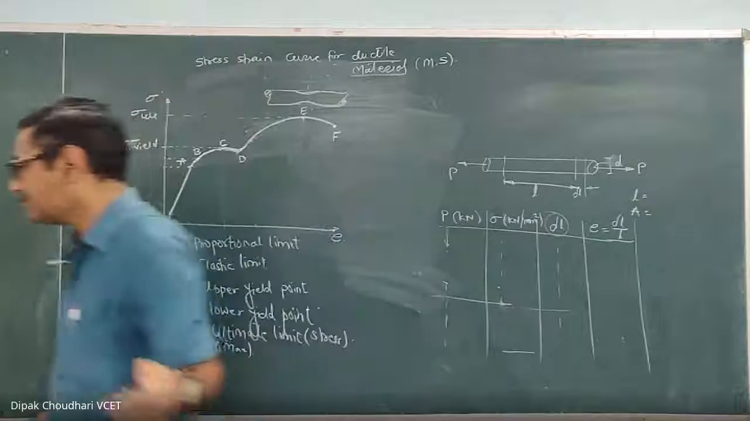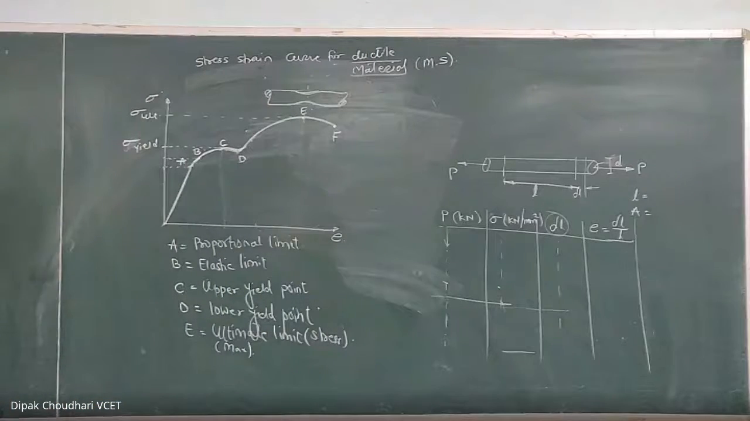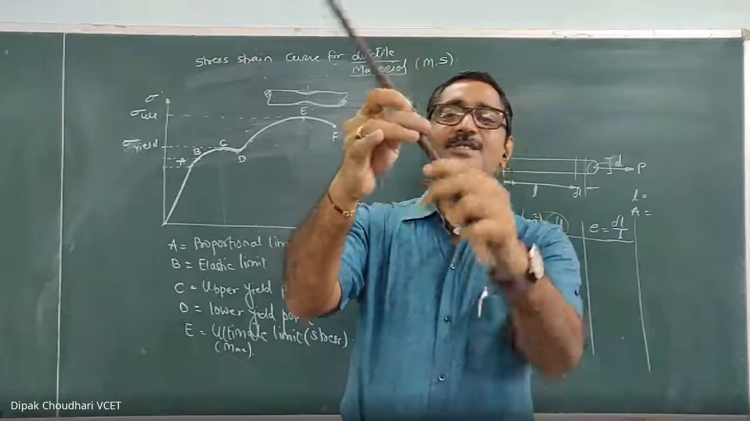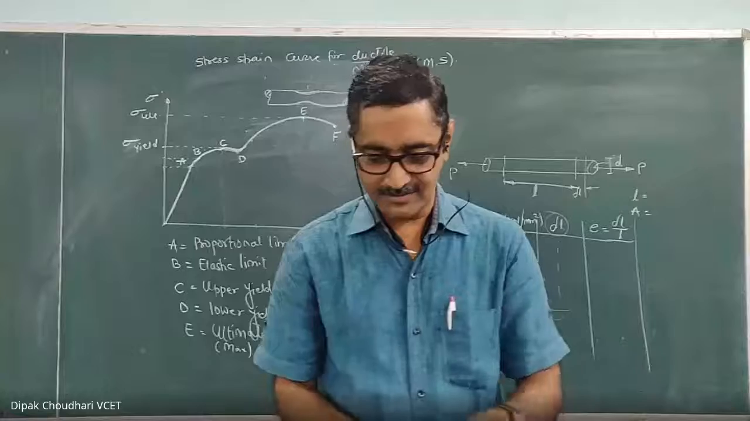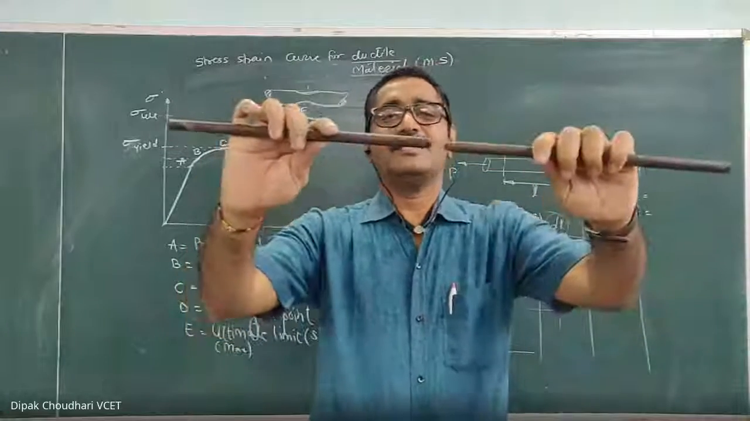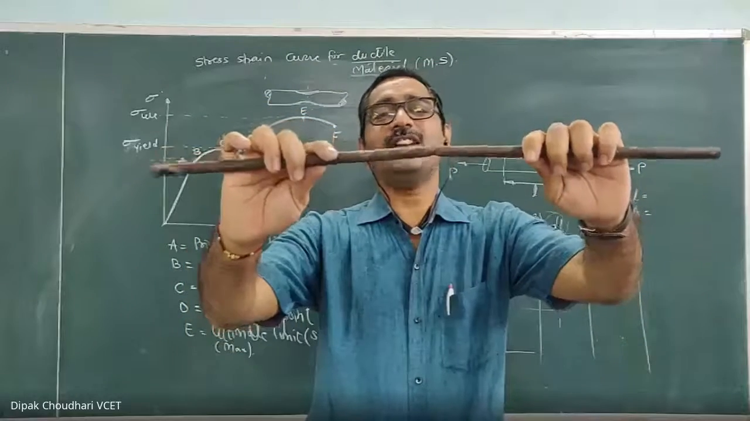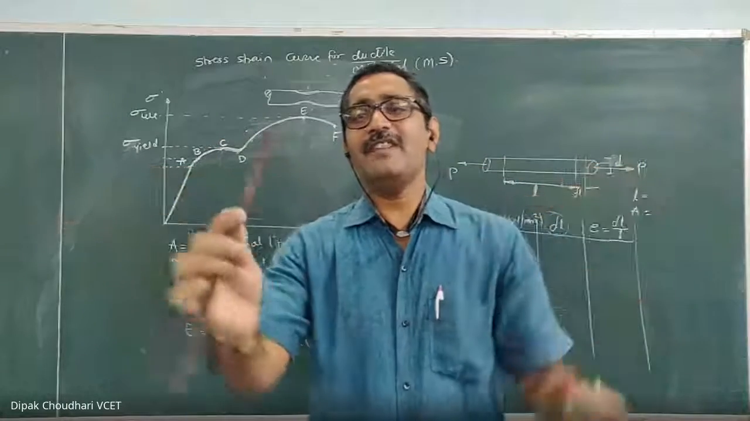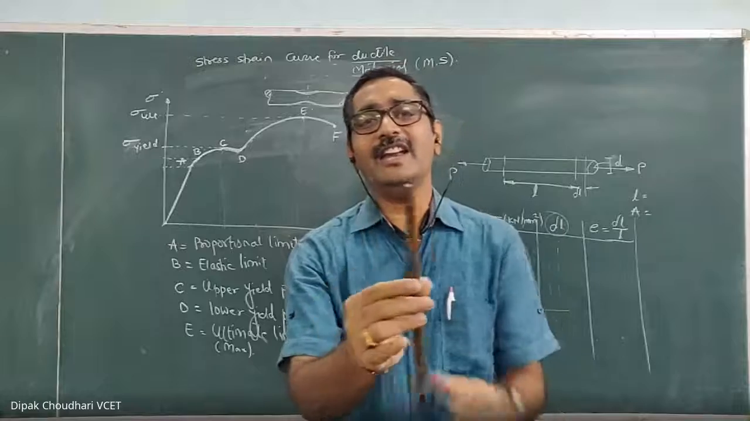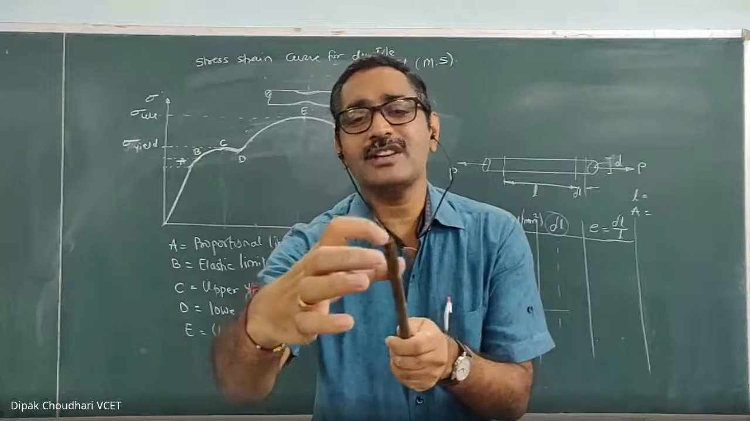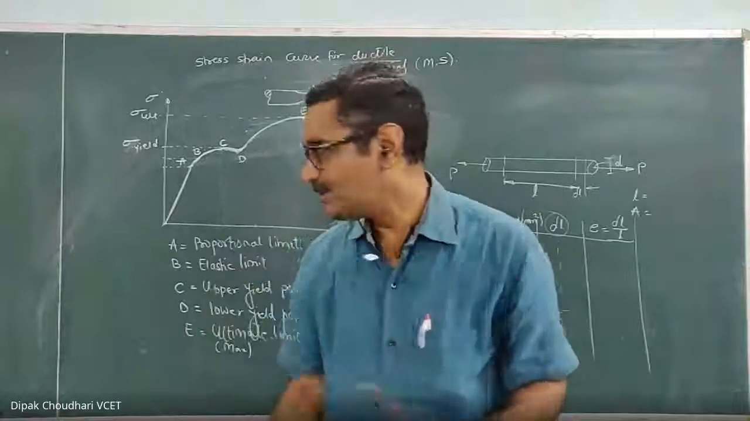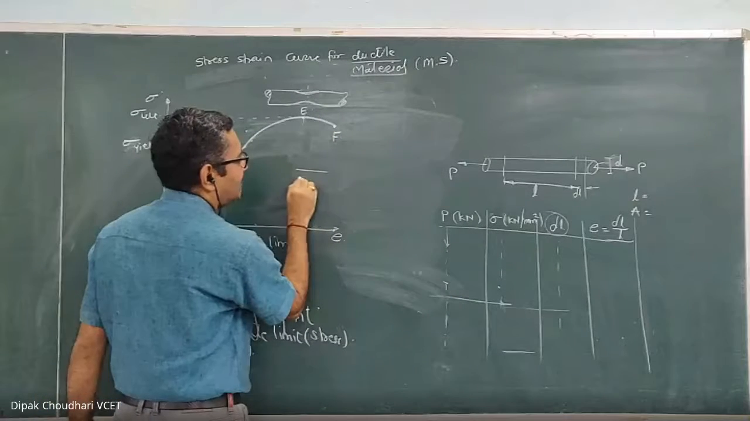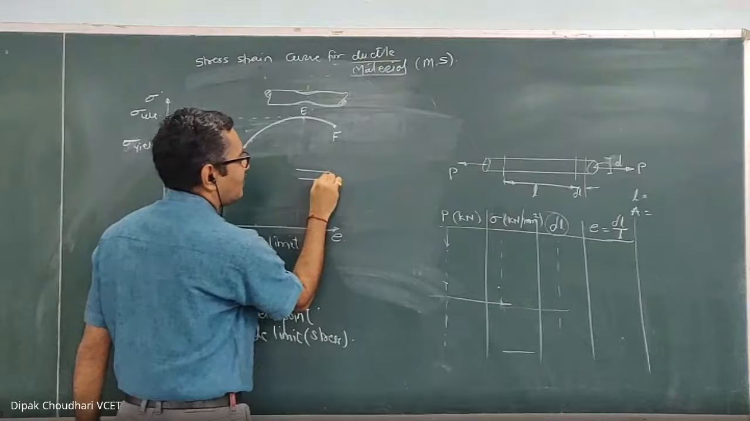Here I will show you. Listen, this is a specimen. You will observe that here there is a neck formation. The cross-sectional area is reduced, there is a neck formation, and ultimately it failed. Now when it failed, at one end there is a cup formation, ऐसा cup form होता है. When a ductile material fails, at one end there is a cup formation.